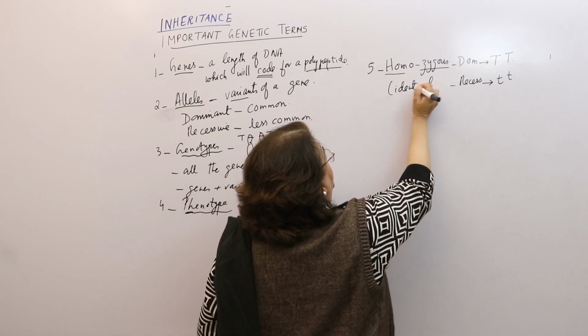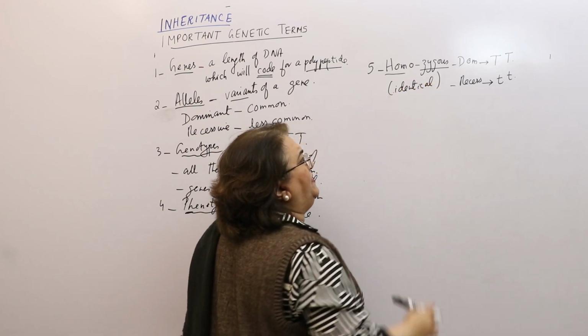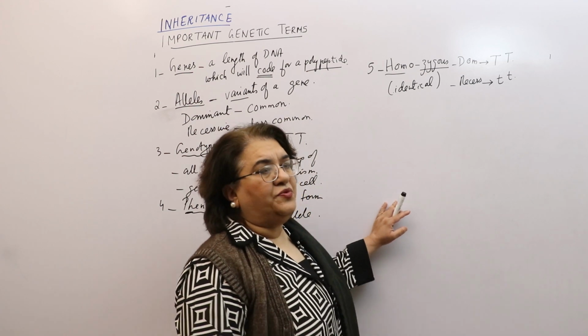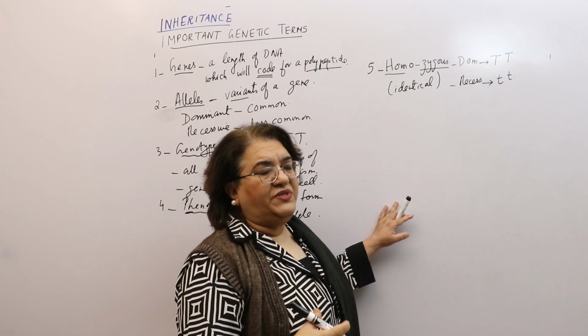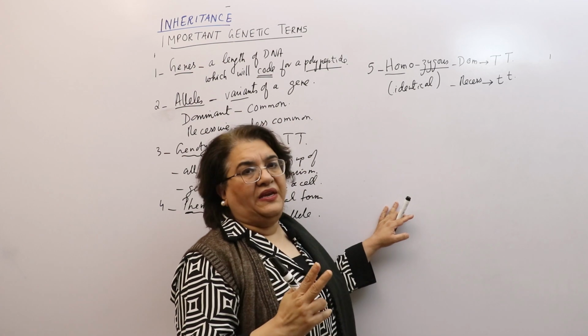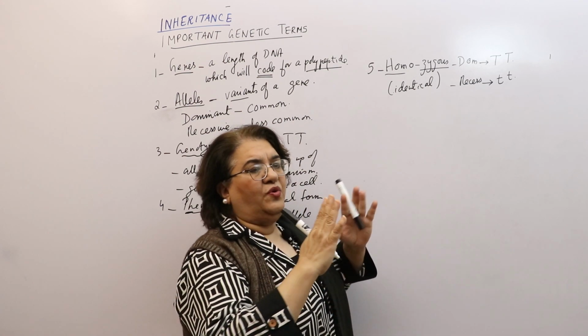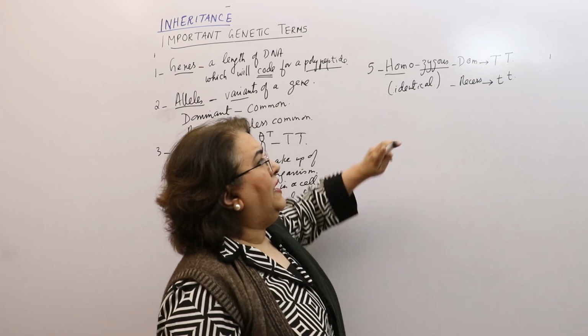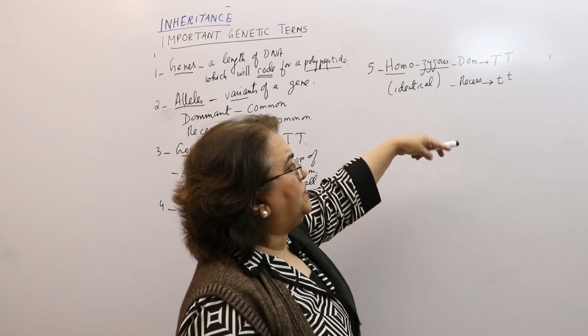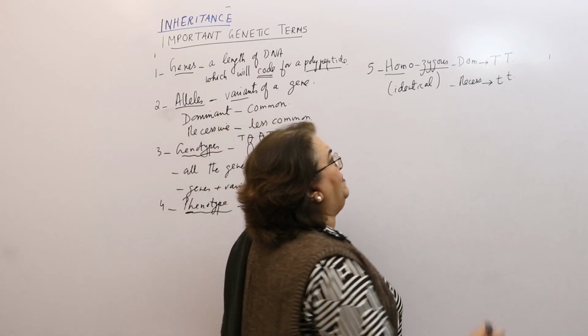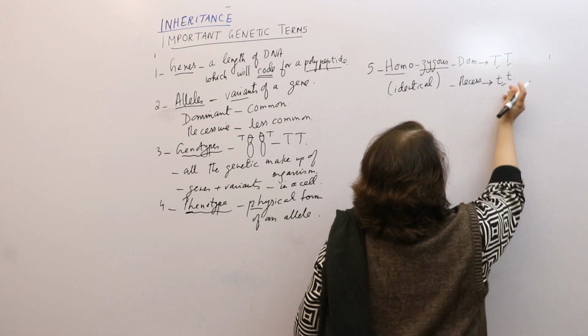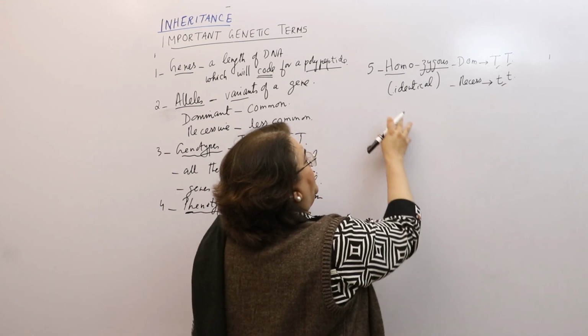Sometimes in the papers, these definitions are also asked, okay? So homozygous recessive and homozygous dominant mean that both the alleles present on the homologous pairs are going to be identical, either capital T and capital T, or small t and small t. Capital T means the dominant one and small t means the recessive one, right?